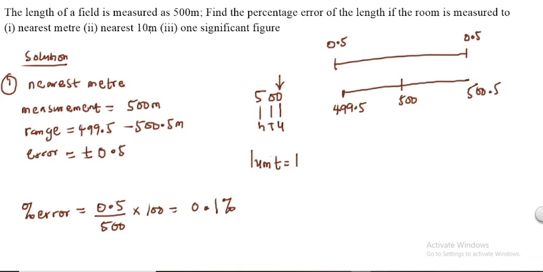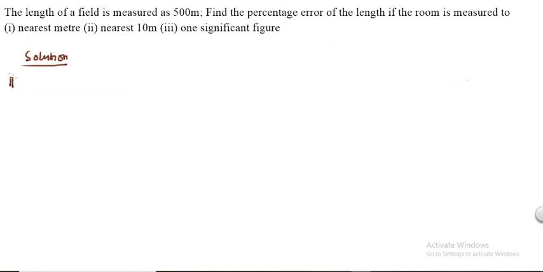For the second one, you can pause the video and try to solve it yourself. Before I solve it, let me clean up space. For number 2, we are told to find the percentage error to the nearest 10 meters. Now the number 500, nearest 10 meters, is simply telling us to look at this value, because this value is the units number, this value is the tens number, this value is the hundreds number. So for this number, 1 unit is equal to 10.